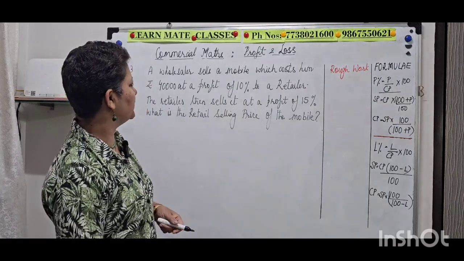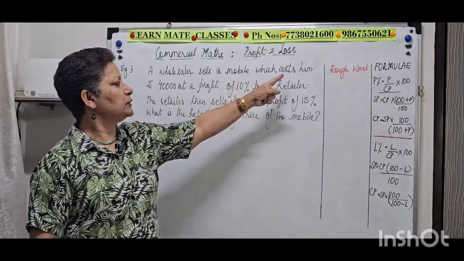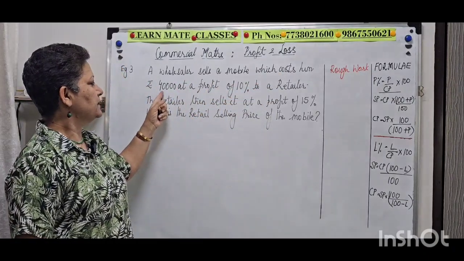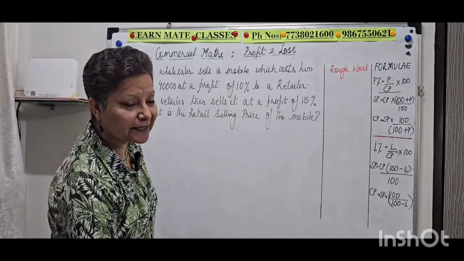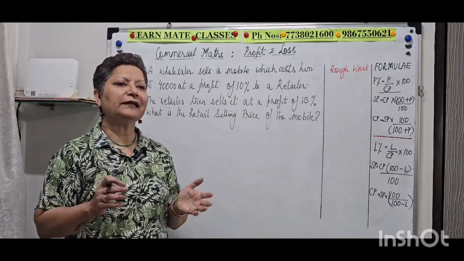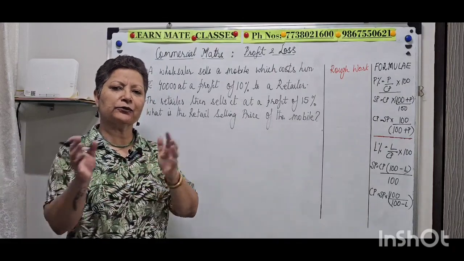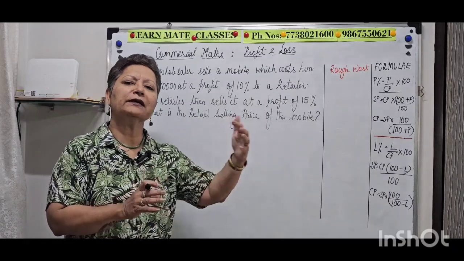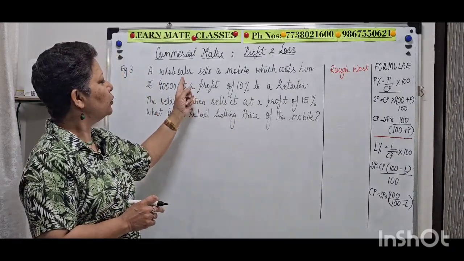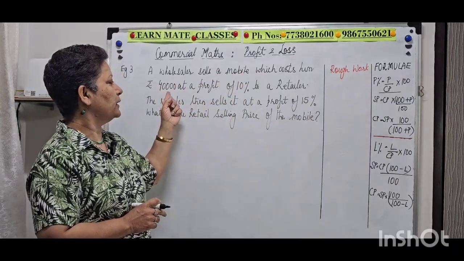So example number 3 states, a wholesaler sells a mobile which costs him rupees 40,000 at a profit of 10% to a retailer. Now if you understand, there is a chain. How do things reach the shops? They come from wholesalers or distributors to the retail consumer shops, and from the retail consumer shops they are sold to the consumers.